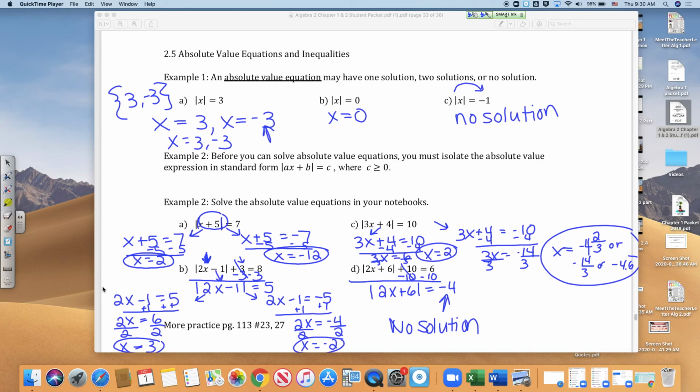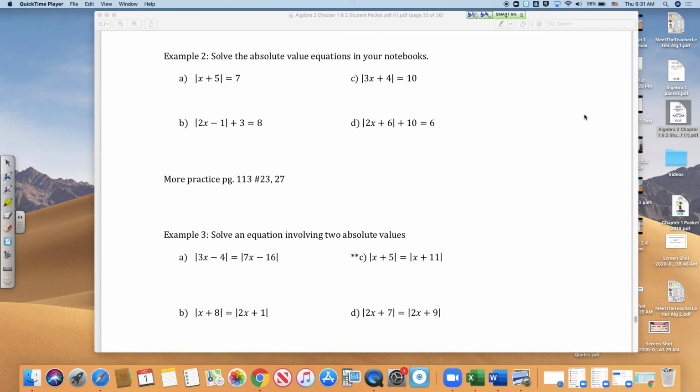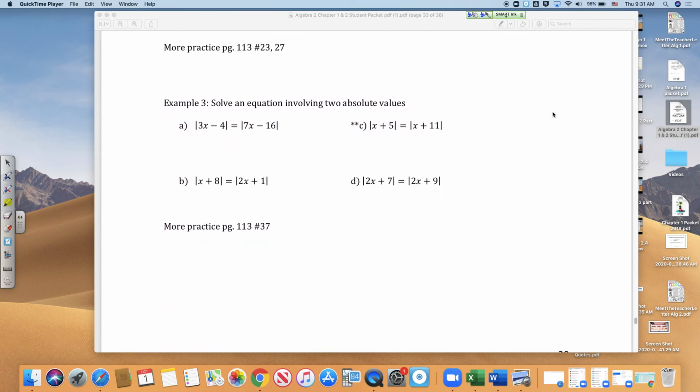So that was solving absolute value equations. In example 3, we have some more practice problems with solving equations involving two absolute values.